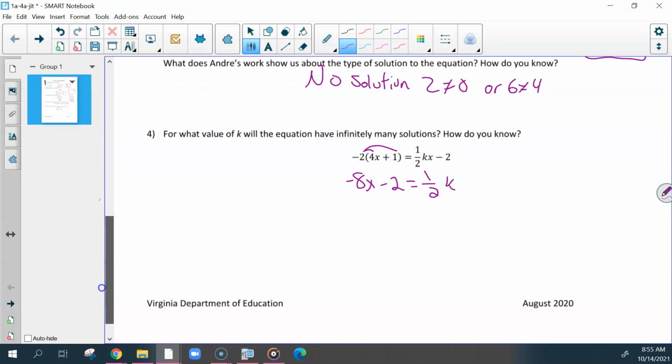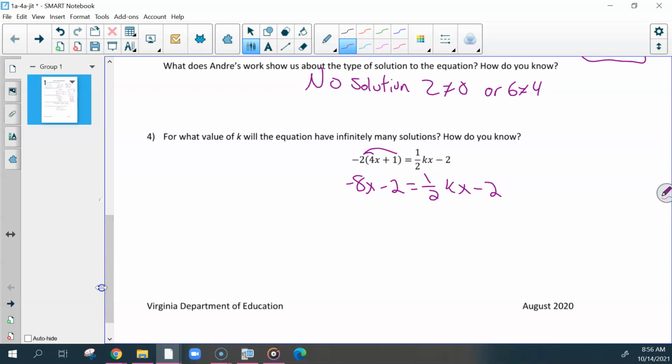Sorry about that, but hopefully it'll make more sense. So I distributed. Right now, in my mind, what I know about infinitely many solutions is that if both sides are exactly the same, they're infinitely many solutions. Right now, I see that I have the same -2, so that part's the same. But I see that this part is not the same. The x is, but the -8 and the 1/2 k is not.